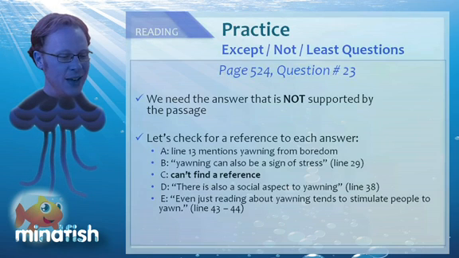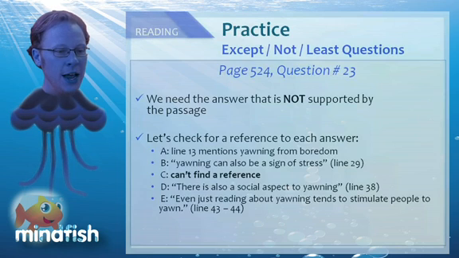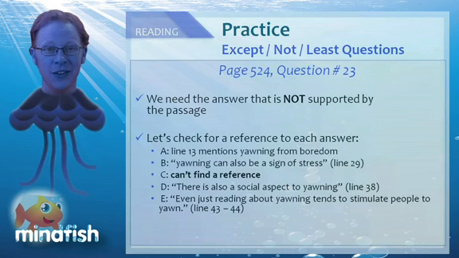Answer D says, a person at a party yawns after those around him begin yawning. Do we have proof for this answer in the passage? Well, if you look back to line 38, and I'll quote here from the author, he says, there is also a social aspect to yawning. Meaning, if we see other people yawn, we tend to yawn ourselves. Let's get rid of D.